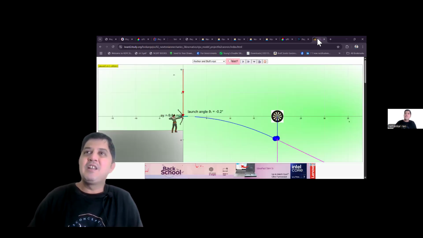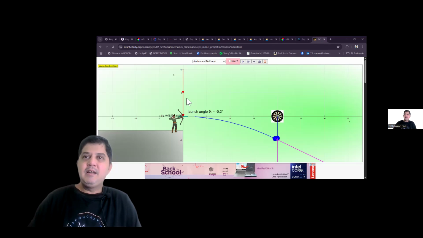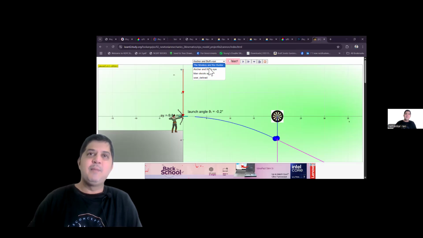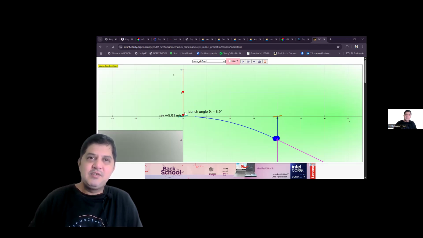Okay, let me move on to the last one. This is very similar to that one, again a gamified version. The only advantage of doing this one here is that you can choose any one of them: a monkey and the hunter, man shoots apple, user defined also you can do it. I don't have anything which is user defined over here. Maybe I can choose this. I can choose this launch angle over here. Let me try playing this.